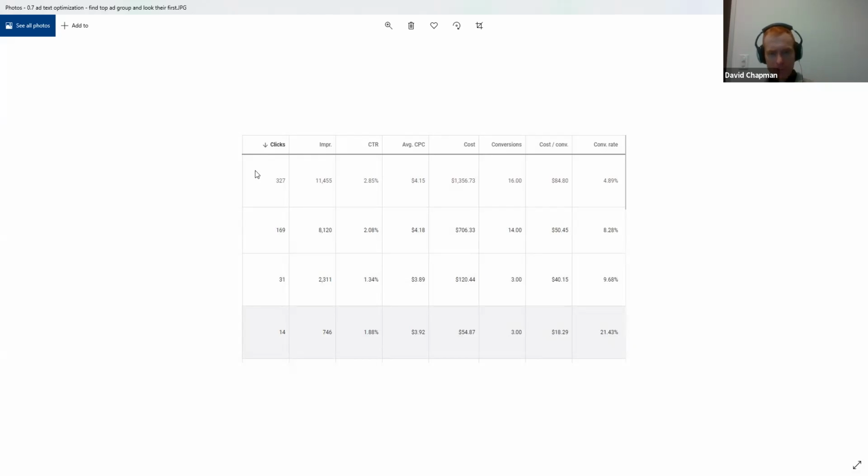But let me point out one thing before we move on to the next slide. These last 2 ads here, cost per conversion looks great, but the click-through rate isn't so good. So you want to be more careful with that.